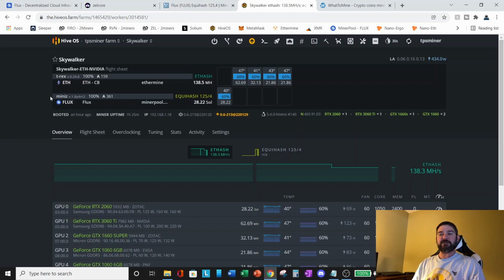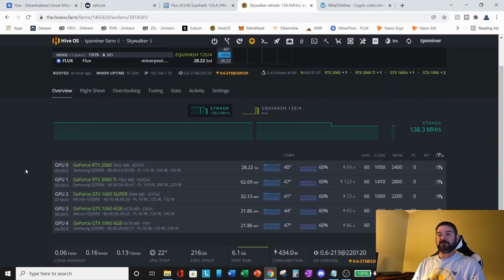I am using MiniZ as my mining software, and it's been running for about an hour and a half now. You can see RTX 2060, 6GB Zotac. We're getting 28.22 solutions per second at 69 watts. So pretty efficient for a 2060 on Flux.